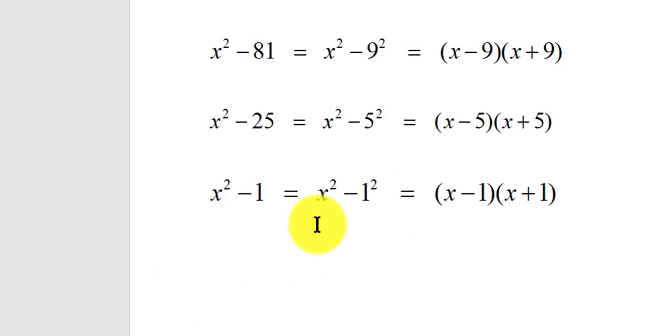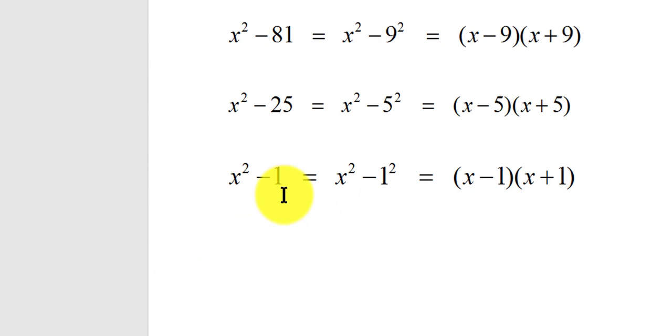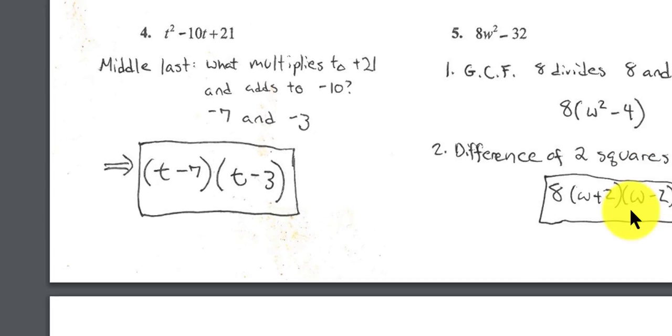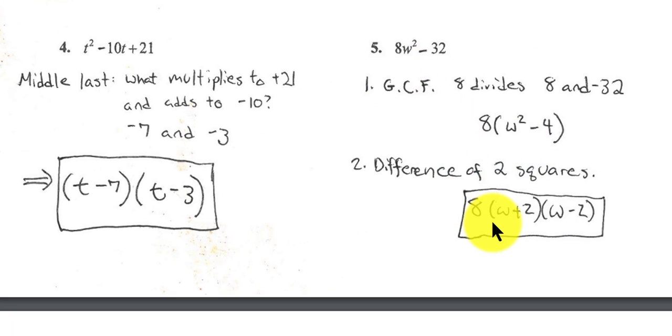This is the one people forget, the x squared minus 1. People forget that the square root of 1 is 1. So x squared minus 1 is still the same as x squared minus 1 squared, which is x minus 1, x plus 1. So that's how we end up with 8 times the quantity w plus 2, w minus 2.